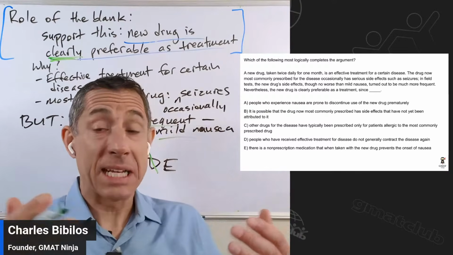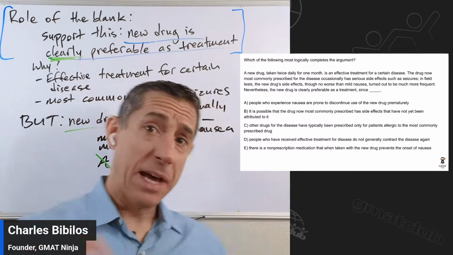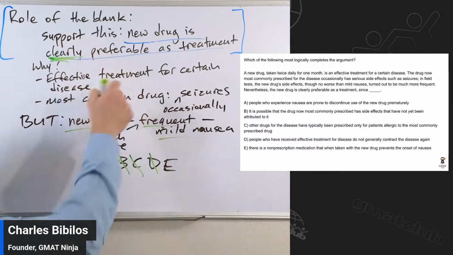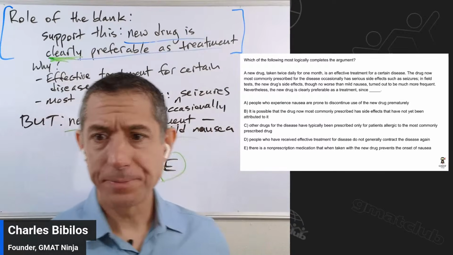The only concern about it is frequent mild nausea. If you can pop a pill for the mild nausea and you're all good, that supports this idea that the new drug is clearly preferable. So E is our winner.